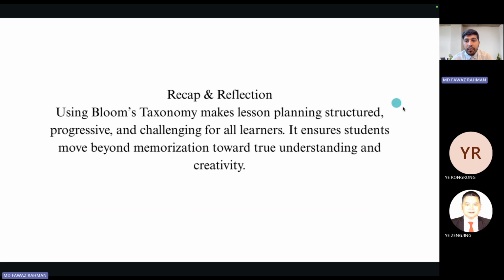So what's the recap? Using Bloom's taxonomy makes lesson planning structure progressive and challenging for all learners, for all students. It ensures students move beyond memorizing toward true understanding and creativity.